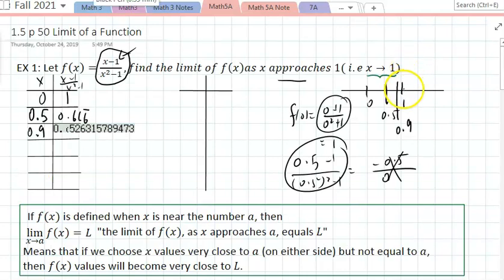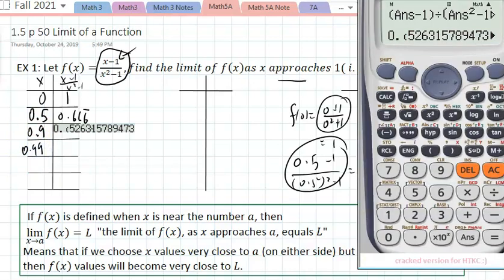Next number up, well, I want to get closer to 1. What's a number closer to 1? So I started with 0. That's 1 unit away. A half, that's half a unit away. 0.9. How about 0.99? So again, instead of taking 0.99 minus 1 divided by 0.99 squared minus 1, if I use my calculator properly, and you could do that in exams, go back and input, there's the answer.